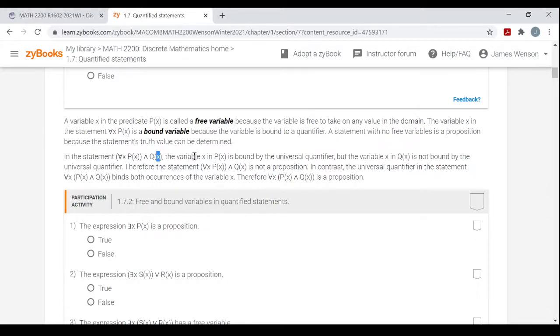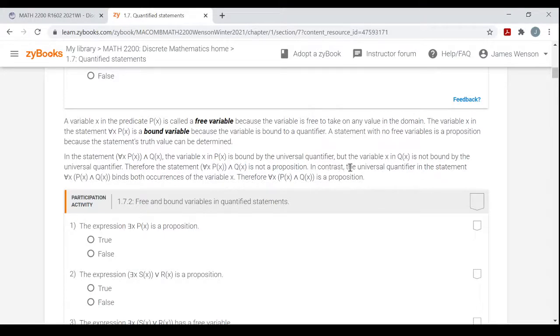And they explain that here. The variable x in p of x is bound by the universal quantifier, but the variable x in q of x is not bound by that universal quantifier. Again, because of the use of parentheses. Pay attention. So this statement as a whole has one variable that's bound, one variable that's free. So it's not a proposition. Only when all the variables are bound, when there are no free variables, is it a proposition.